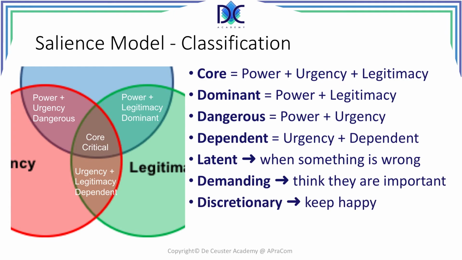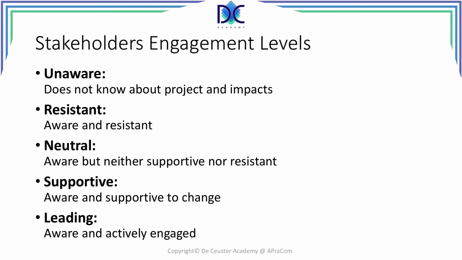Discretionary stakeholders are the people you have to keep happy. And finally, there is the group of non-stakeholders, people who are not really involved in the project at this moment, but they can be involved later when situations may change. This is the salience model. It's also added in the PMBOK from version 5.